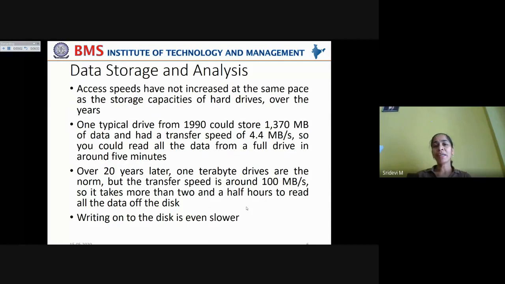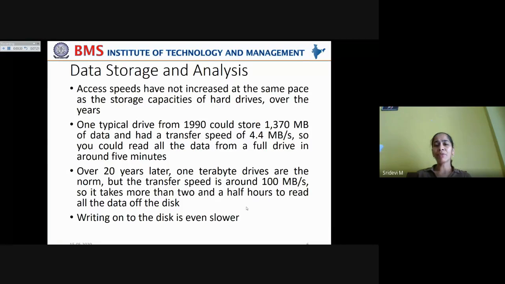Now, the access speeds have not increased at the same pace as the storage capacities of hard drives over the years, right? In the initial days, a 1 GB pen drive used to be very costly. Now it is available for a nominal price, right? That is why the storage capacities seem to have increased by reducing cost, but the access speeds have not increased at the same pace.